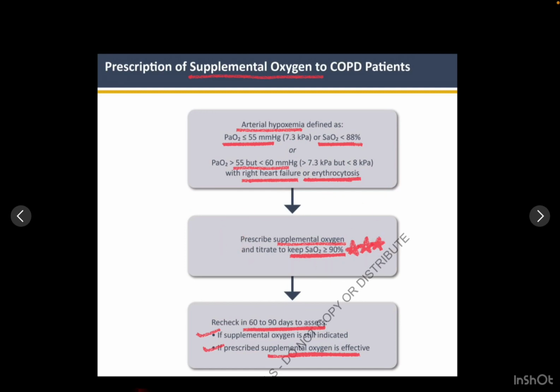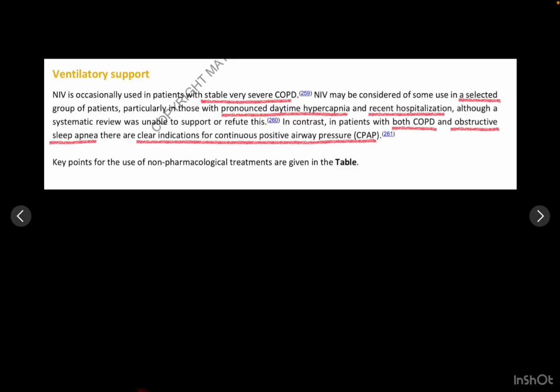Then they are telling us we should prescribe supplemental oxygen, and then we have to titrate and keep it at 90% or more than 90%. So it should be maintained at 90%. Then we have to recheck in 60 to 90 days to assess if supplemental oxygen is still indicated, or if the prescribed supplemental oxygen is effective or not.